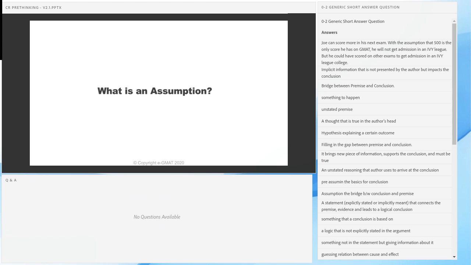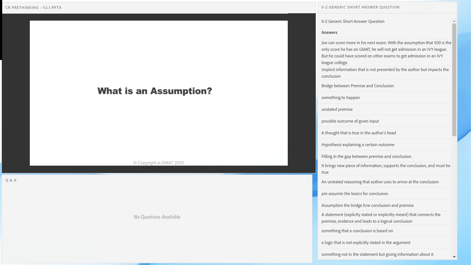An unstated premise, a thought that is true in the author's head, fill in the gap between premise and conclusion. It brings a new piece of information that supports the conclusion, it must be true. That's a great answer. Assumption is the bridge between conclusion and premise. Yes, every assumption is, but an assumption satisfies a few more constraints as well. Guessing the relation between cause and effect. A reasonable definition, not the most precise definition, but a couple of definitions are really good.